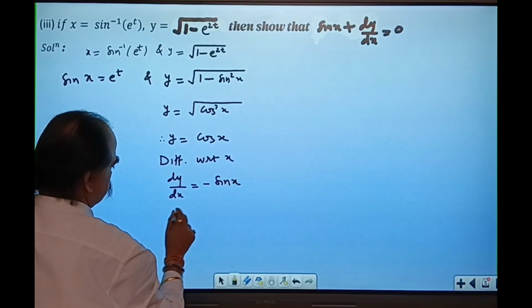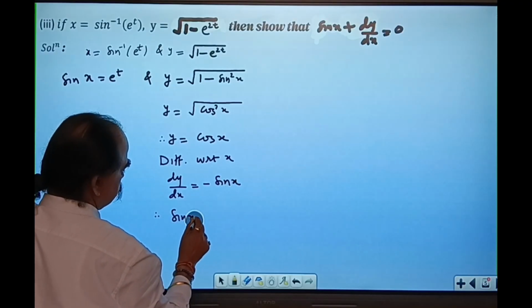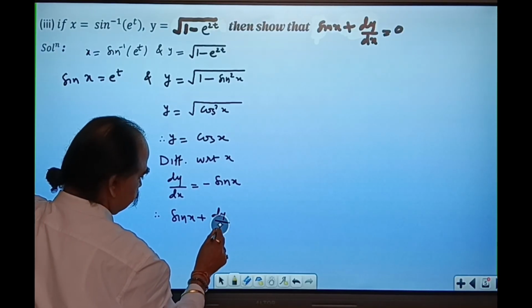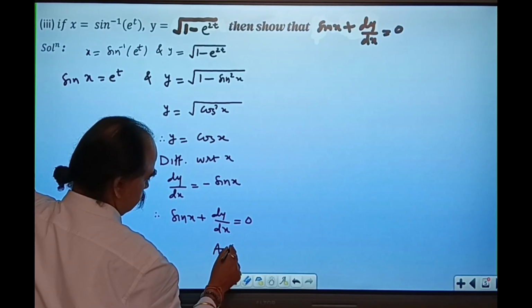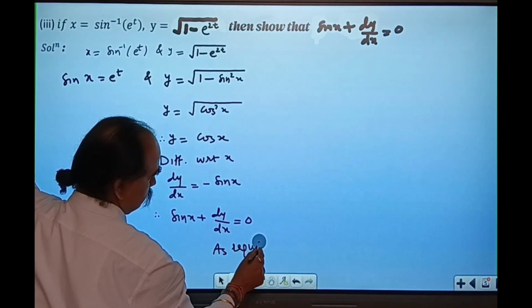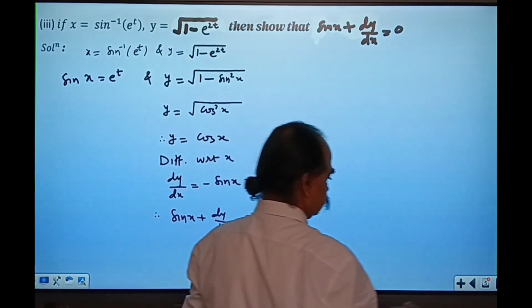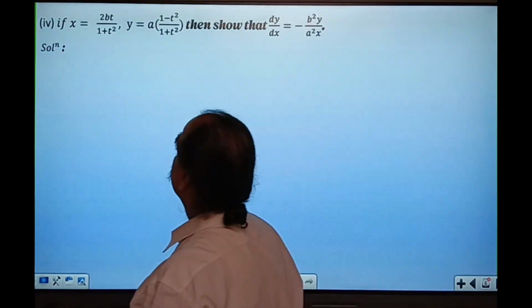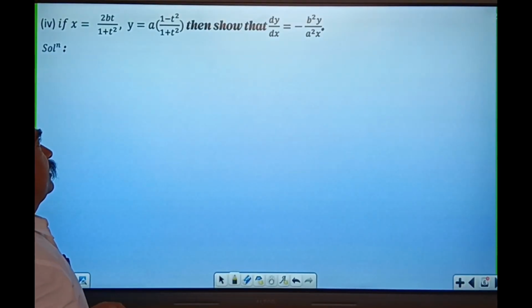Differentiating with respect to x. Therefore sin x plus dy by dx is equal to 0. As required.